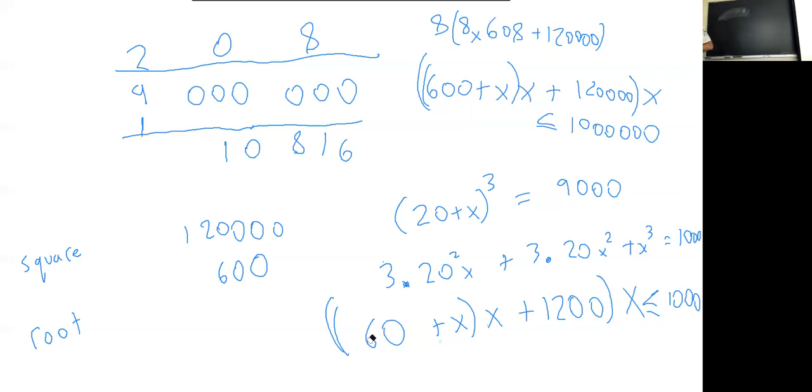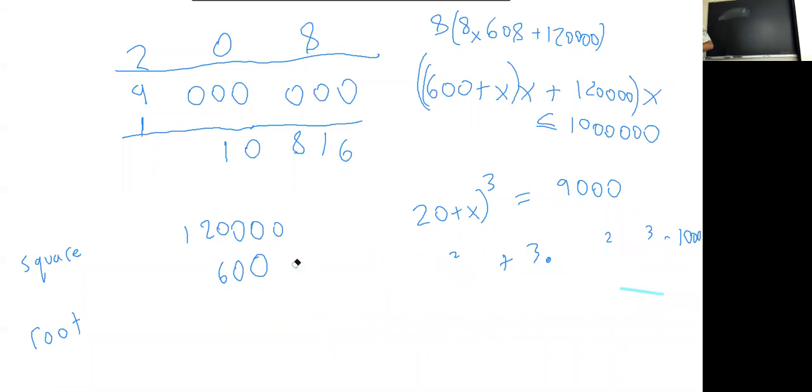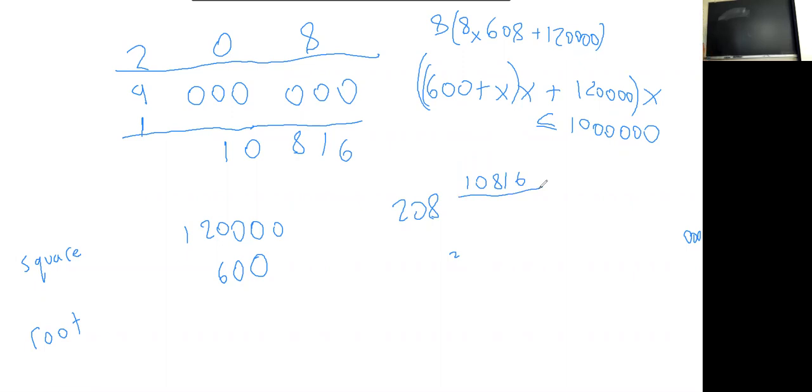The answer is going to be 208 and 10,816, and then the denominator is going to be 209 cubed minus 208 cubed, which is 3 times 208 squared plus 3 times 208 plus 1, I believe.